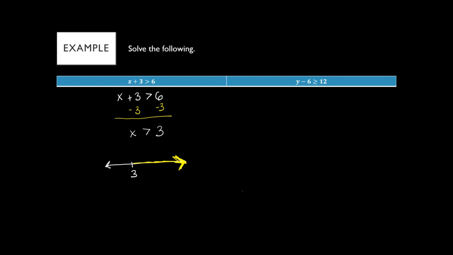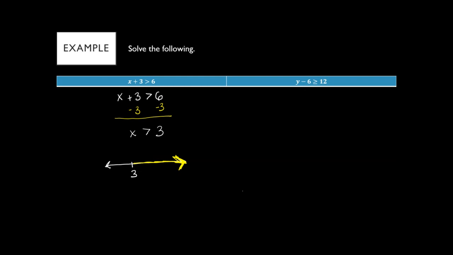If I use 4 for x, I get 4 plus 3 is 7. 7 is greater than 6. That's something that is true. I can plug in the number 100. I get 103 is greater than 6. That's true. So any number that's bigger than 3 is going to make this inequality true.